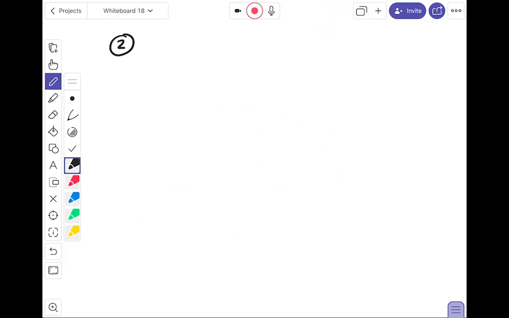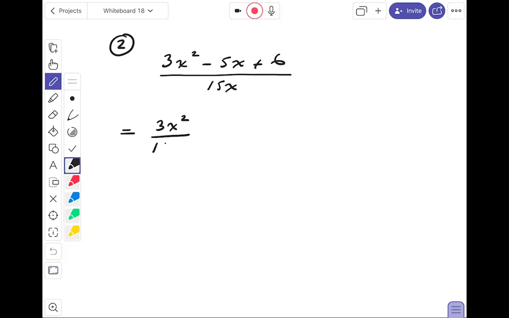Let's read 2. 2 is also a division problem. It says divide. We have a trinomial on top of degree 2, and we're dividing by a monomial on the bottom. So our method is going to be this. We're going to take each term on top and divide it by 15x. All right, let's do one at a time.